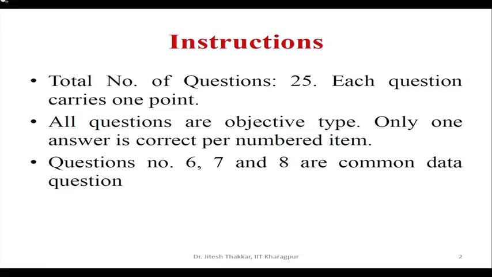Today I will be presenting the solution of assignment 7, which mainly addresses measurement system analysis and OC curve, that is operating characteristic curve. Like other assignments, we have 25 questions, each carries 1 point. All questions are objective type, only one answer is correct per numbered item, and one more instruction I have added, that is questions number 6, 7, 8 are common data questions. So there is a common data given for question number 6, 7 and 8, and there are 3 questions.